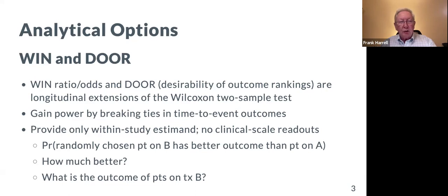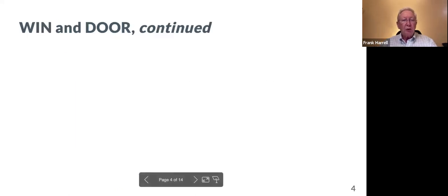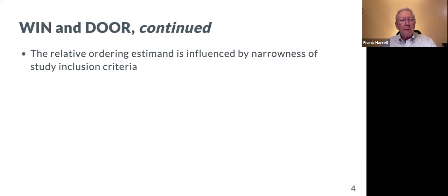And it also is very desirable in whatever method you're using to be able to state the outcome summary for one treatment at a time. So what is the outcome of patients on treatment B? You can't really get that from win and DOOR. This is especially an issue when you have more than two treatments and you'd like to make a summary of all the treatments separately before you decide which treatments to compare pairwise.